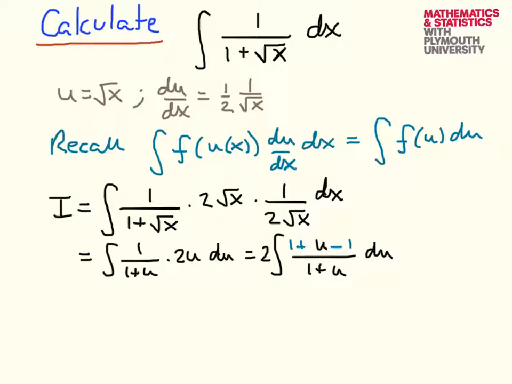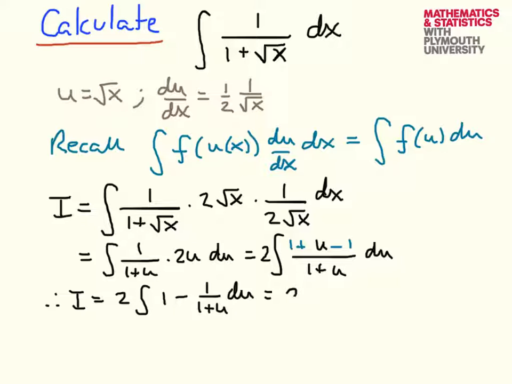So by adding and subtracting these ones, we have a 1 plus u in the top, which is the key that we're looking for, because 1 plus u and 1 plus u will cancel. So we see that our integral I is 2, that's the factor outside, times the integral of 1 plus u divided by 1 plus u, minus 1 over 1 plus u, all integrated with respect to u.